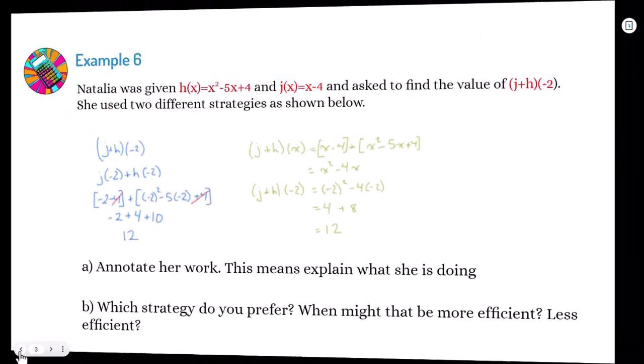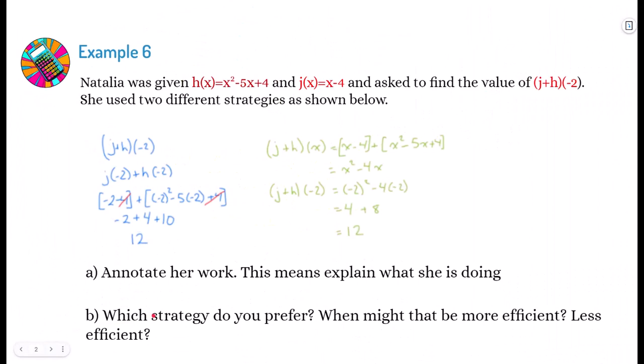Let's go back. And it says, which strategy do you prefer? And when might that be more efficient, less efficient? I find this one at the start looks quicker. We just sub in the negative 2, find the answer, done. However, this one here, once we got to this point here, then it was quicker. So if we had to actually solve for more than one value of x, maybe they gave us 2 or 3 to solve for, well, once we got this done, then we would only have to repeat this little process 2 more times, rather than going through this process 3 times. So something to keep in mind.